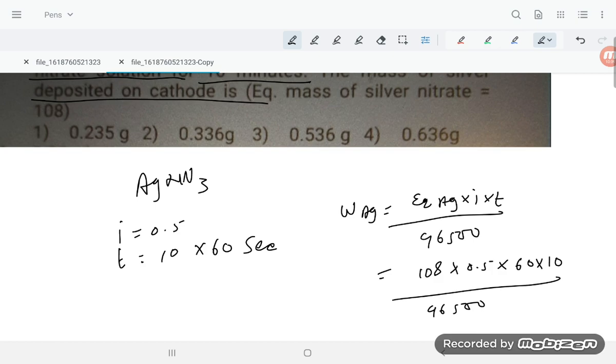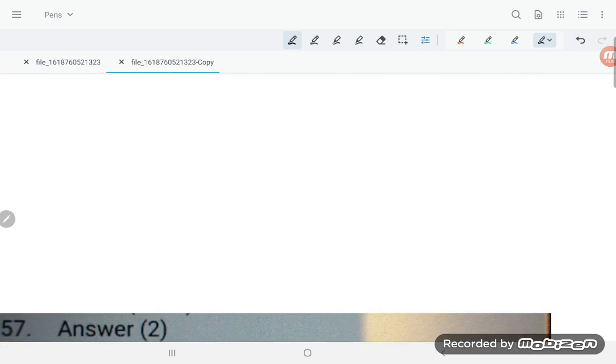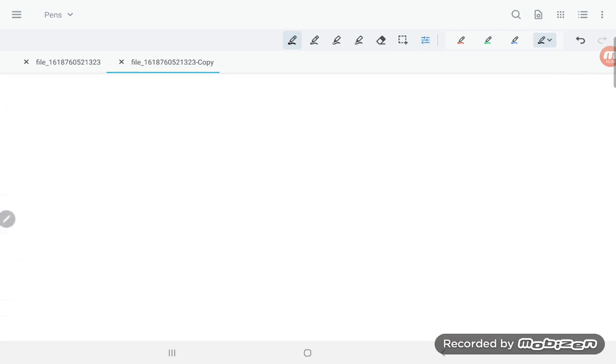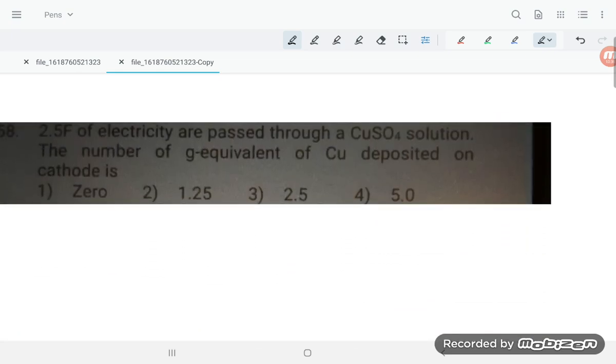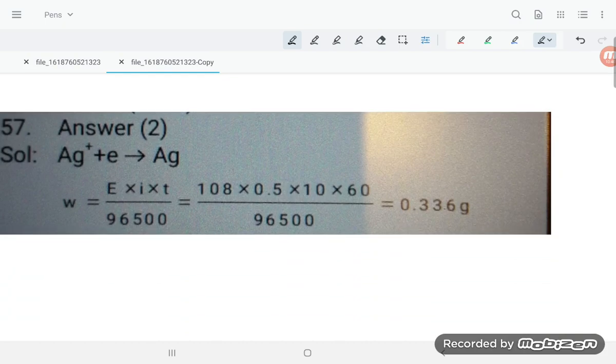Wait students, let me calculate using the mobile. 108 multiplied by 0.5 multiplied by 600 divided by 96,500. So it is coming 0.335 gram. So the correct option is option number 2. Next problem. So that is correct now, students, option number 2.